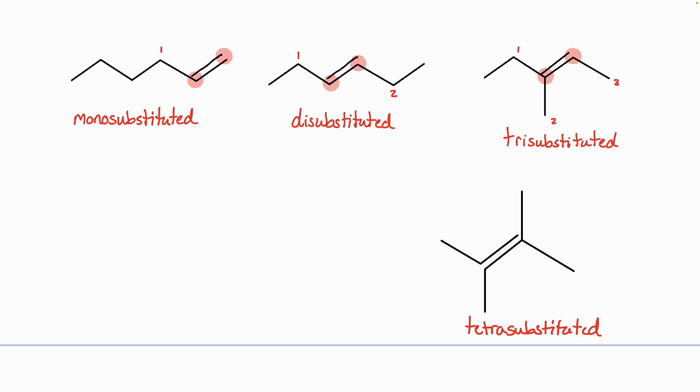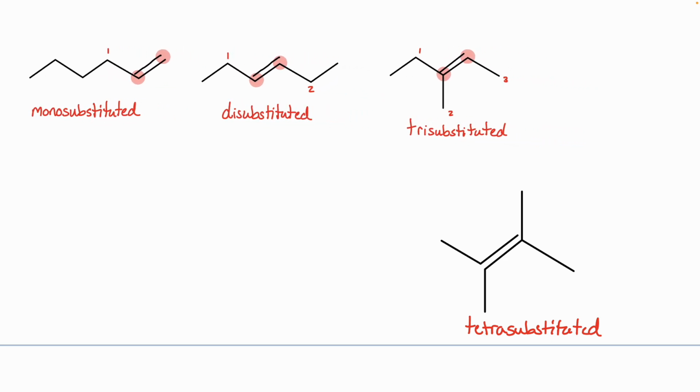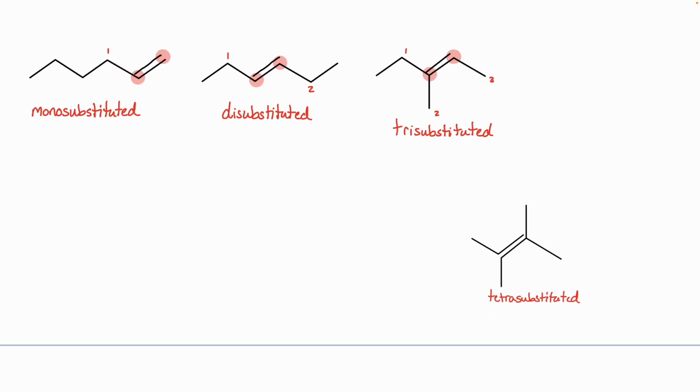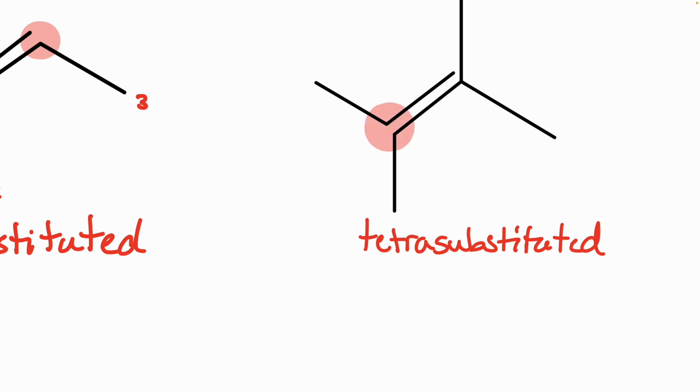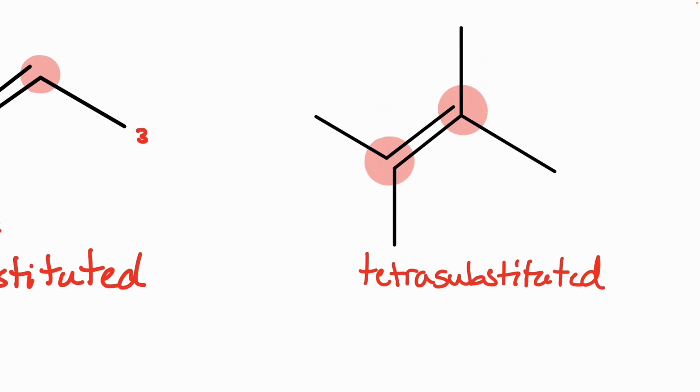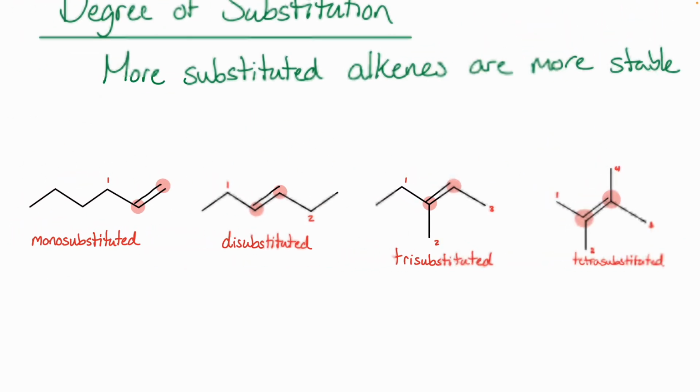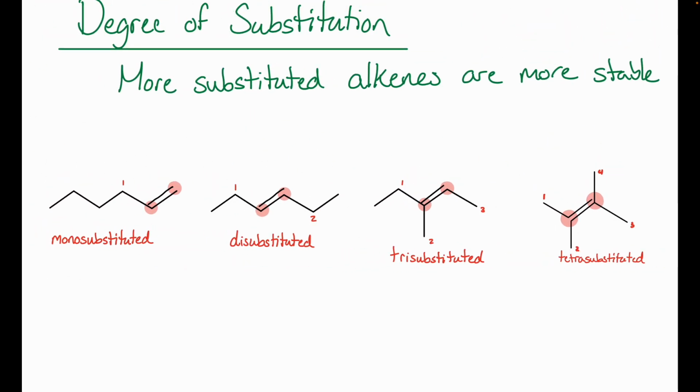So let me try to make some room so I can fit these all together. To be clear, how did I get the tetra, the four? Because if I look at my carbons here and I count my neighbors, I have 1, 2, 3, 4 carbon neighbors, right? So tetra substituted. Okay, and again, we kind of ranked these, the more substituted, the more stable. So that means my mono substituted is the least stable, and my tetra substituted is the most stable.